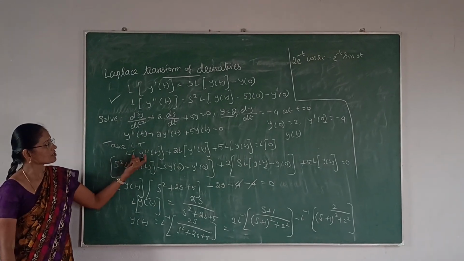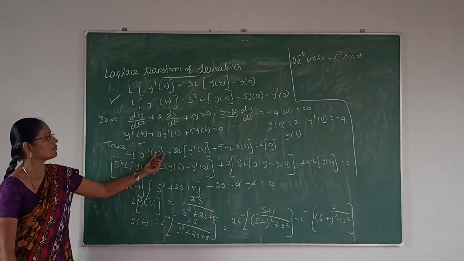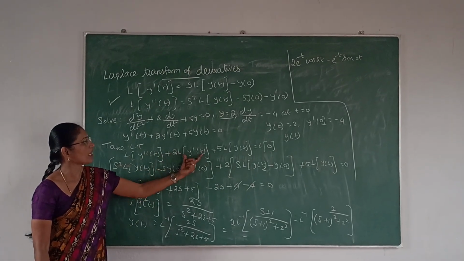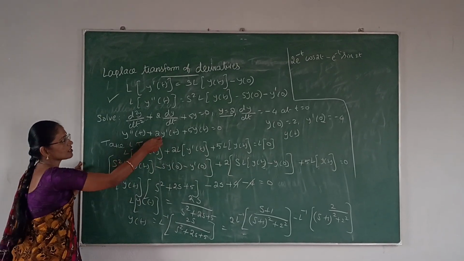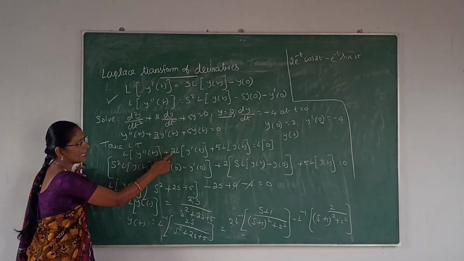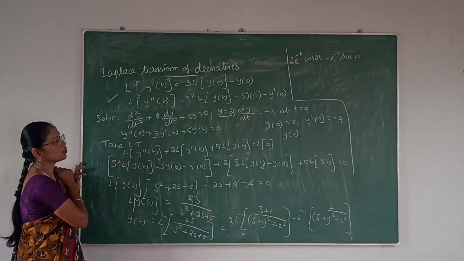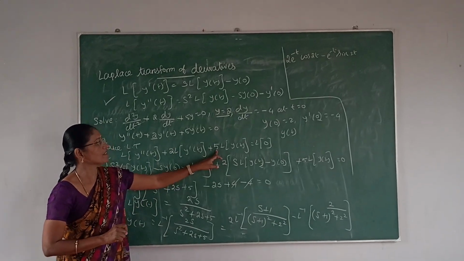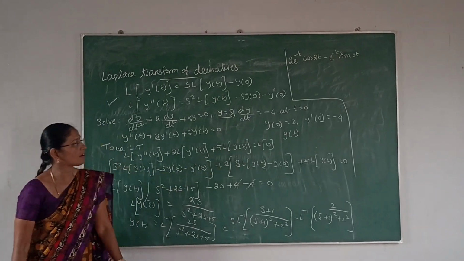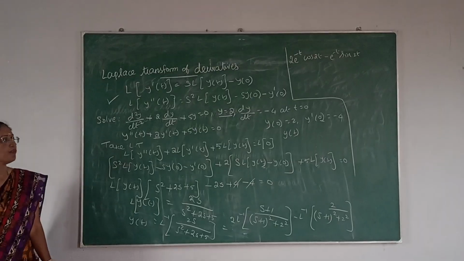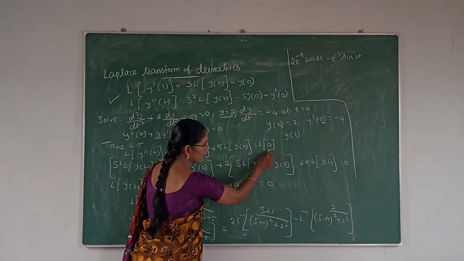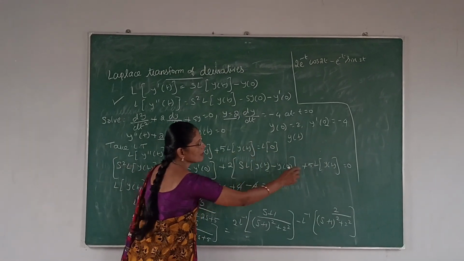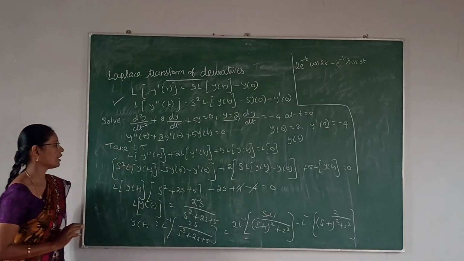So now, L of y double dash of t plus 2 into L of y dash of t. This 2 is a constant, so by applying the linearity property we can take the 2 outside. Then plus 5, again a constant, L of y of t, equal to the right hand side, L of 0. We don't have any formula for L of 0; the transform is 0. So the right side is totally 0.